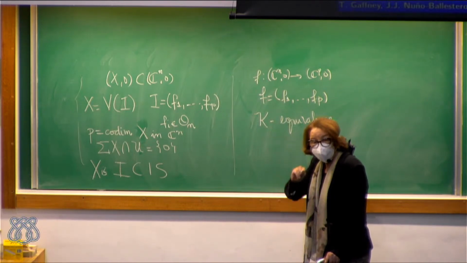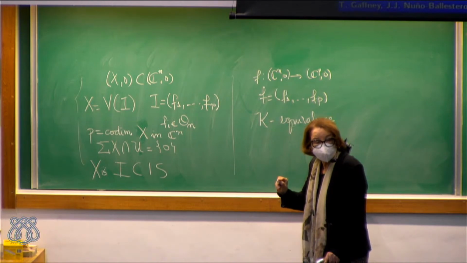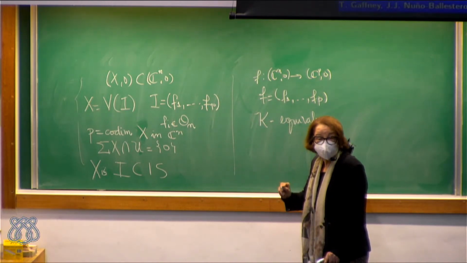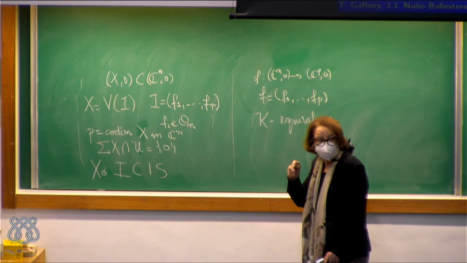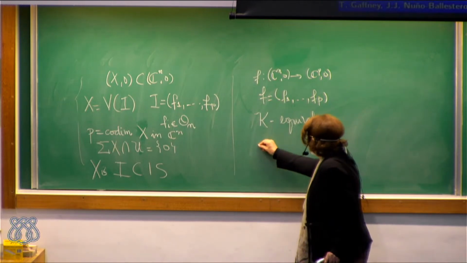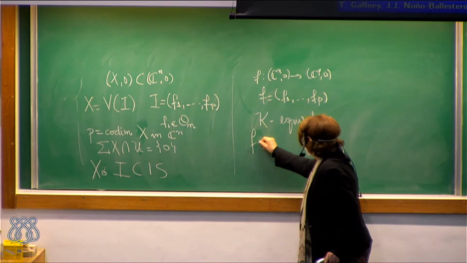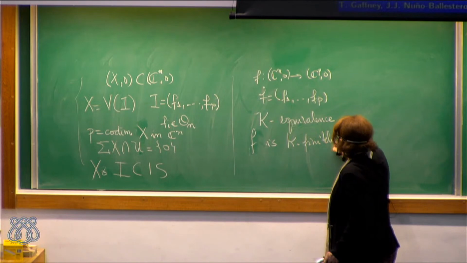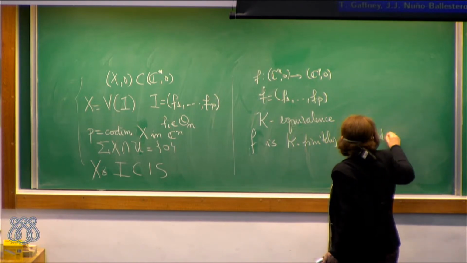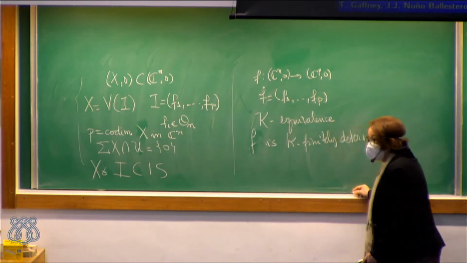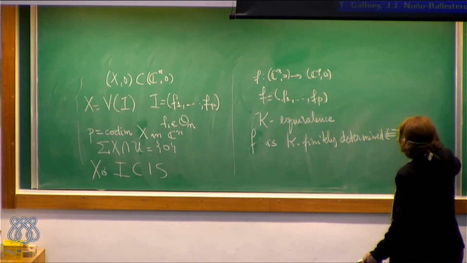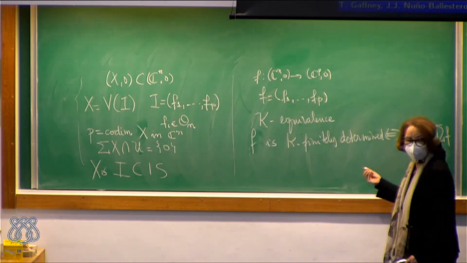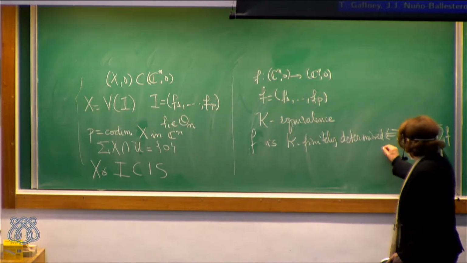So if I take a very small neighborhood of the origin, then I can say that F is K finitely determined if and only if the zero set intersects the singular set in a small neighborhood of the origin just at the origin.